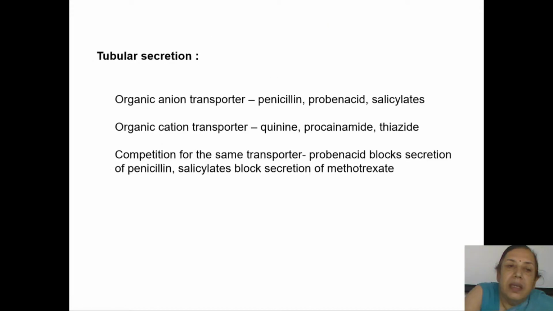Then there is the next process which is tubular secretion. So we have seen glomerular filtration, we have seen reabsorption. Now this is secretion. There are transport mechanisms or transporters available which facilitate the secretion of certain drugs. And there are drugs which compete for these transporters for their functions. For example, you have probenecid, which blocks the secretion of penicillin. Salicylates block the secretion of methotrexate. So they compete for binding to the transporters for their secretion.